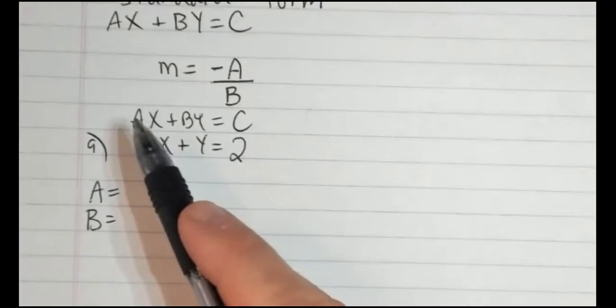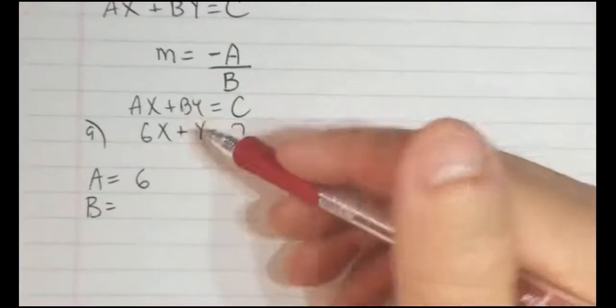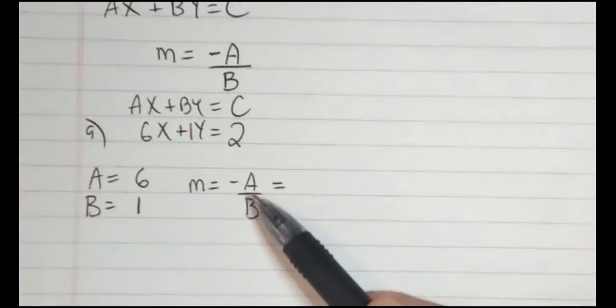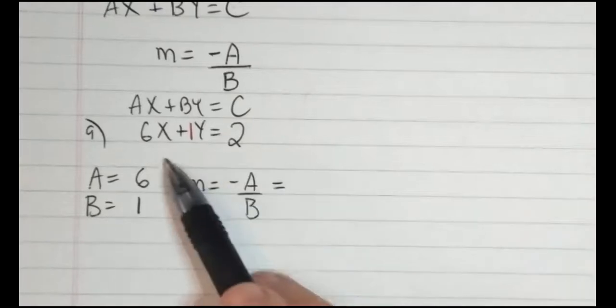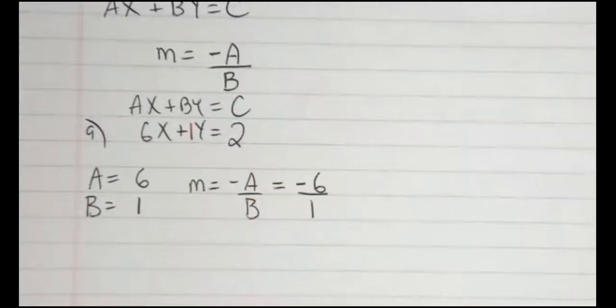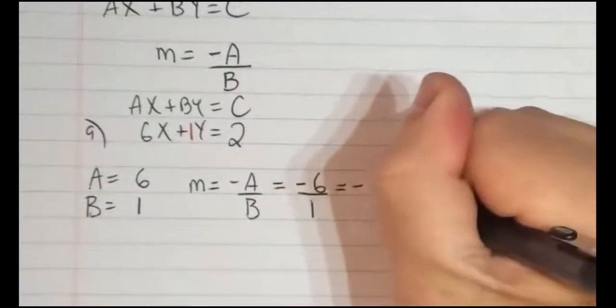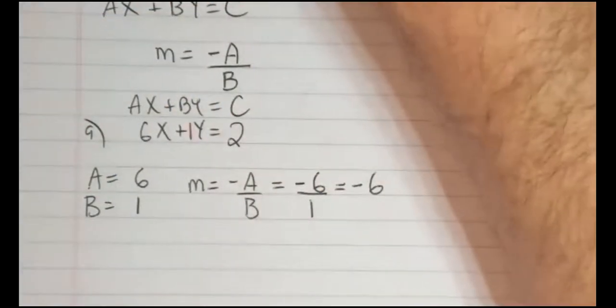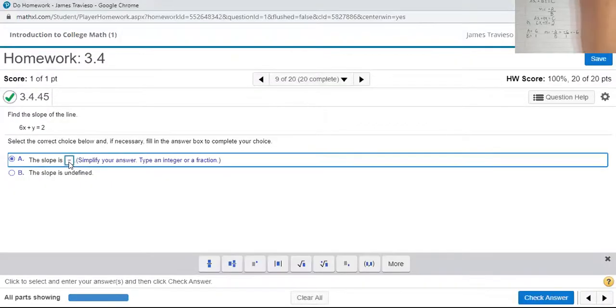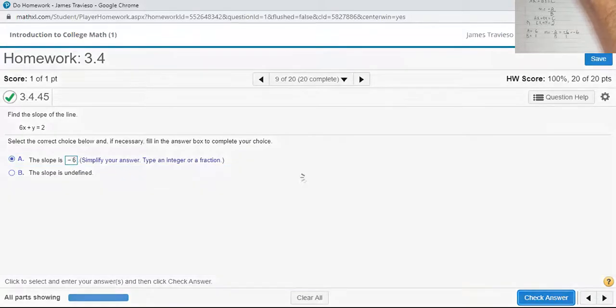So A is not that bad. We know A is the number in front of X. So in this problem, our A is 6. B, hopefully by now, we know that even though we don't see the number, it's there. That is a 1. So again, the formula when it's in standard form, you just do negative A and divide it by B. So if A is 6 and we're doing negative A, we're going to get a negative 6. We're going to divide it by 1. And what's that going to equal? Just negative 6. So the slope for this problem right here is negative 6.